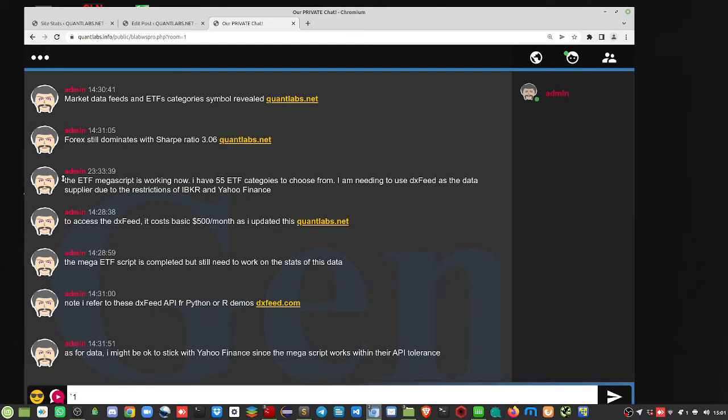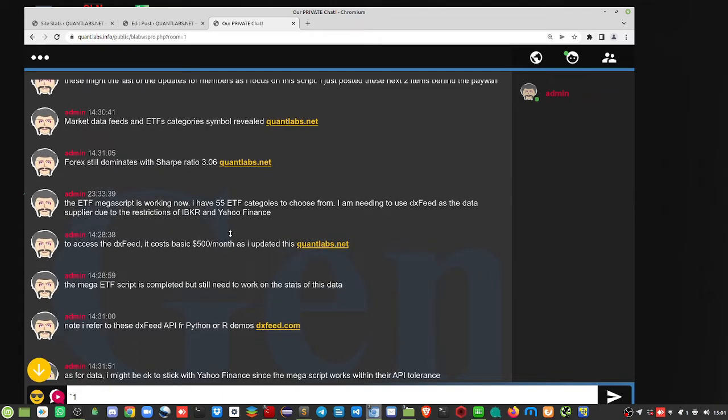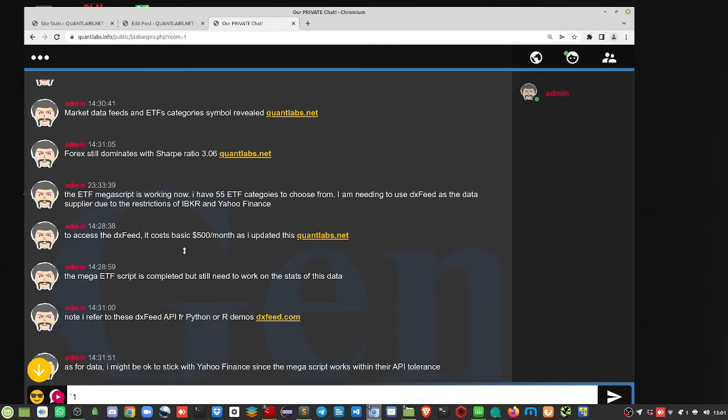So I'm going to talk about this. My new ETF Megascript is now working. Also, DX feed to get API access, it's $500 a month. So if you want Python and R support for DX feed, it's $500 a month for a business account.